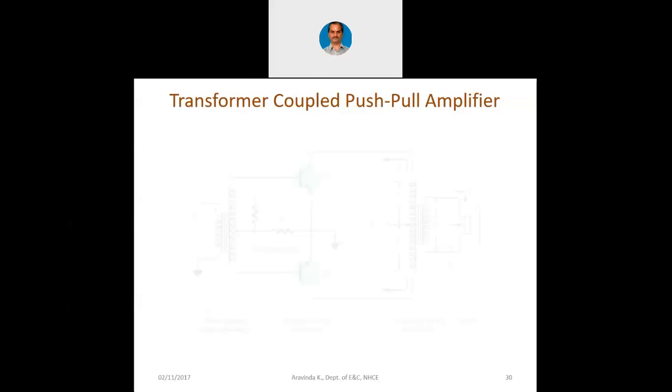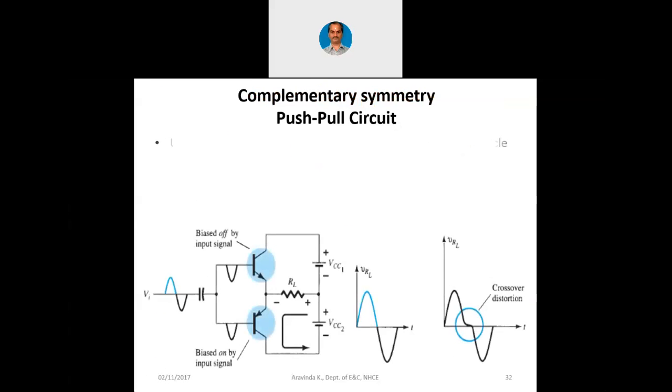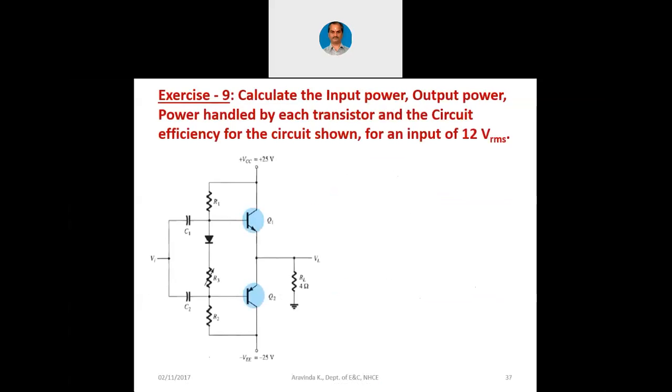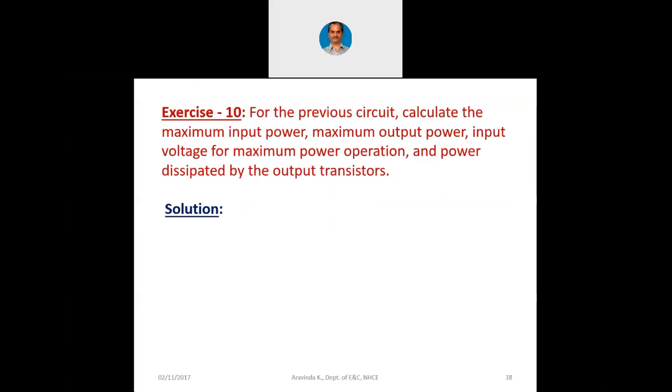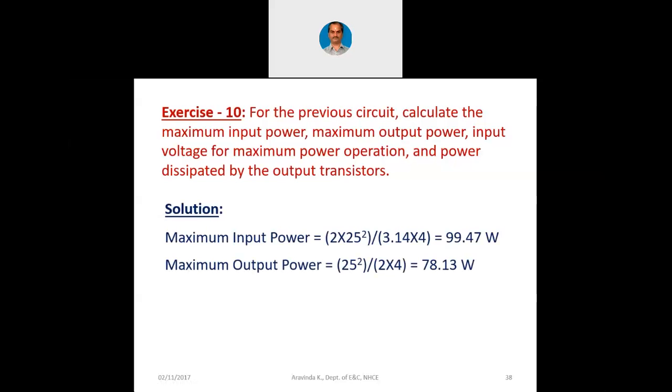So let me go to the present exercise. To calculate the maximum input power, it is 2 into 25 squared divided by 3.14 into 4. Applying that formula, we get 99.47 watts. Now the maximum output power, again VCC here is 25, is 25 squared divided by 2 into 4, that is 78.13 watts. You can see in the input power the pi term is coming into the picture.